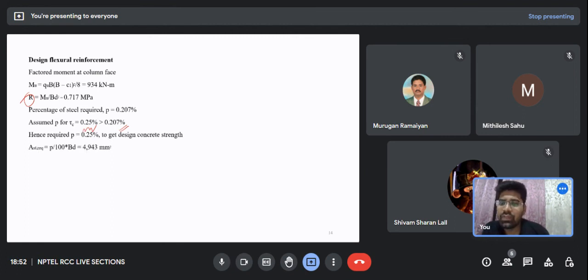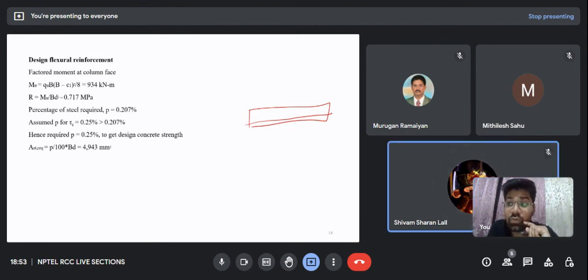Now, just I want a quick answer from you. In case of a beam, if I have a beam and I have some longitudinal reinforcement, because of that longitudinal reinforcement, does the shear capacity of this beam increase or decrease? Decreases. Oh, does it decrease or does it increase?